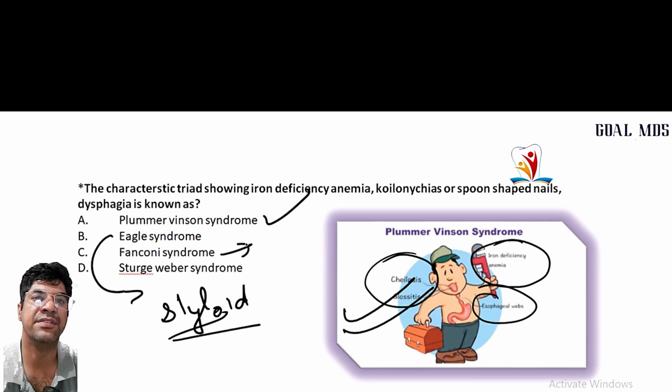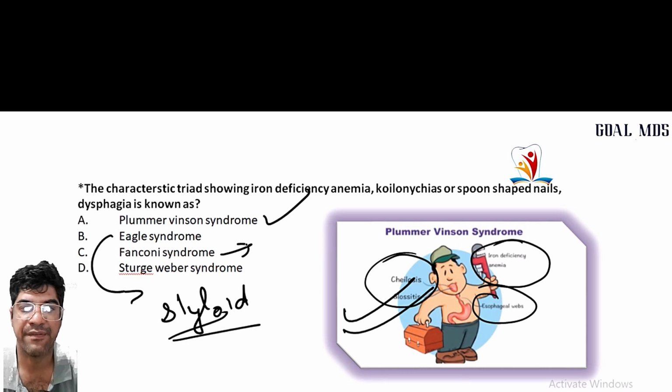The other option C is the Fanconi syndrome. What is Fanconi syndrome? It is a genetic disorder that affects the renal tubules in the kidney that leads to impaired resorption of certain substances like glucose, amino acid, and electrolytes. So that is also not the option.